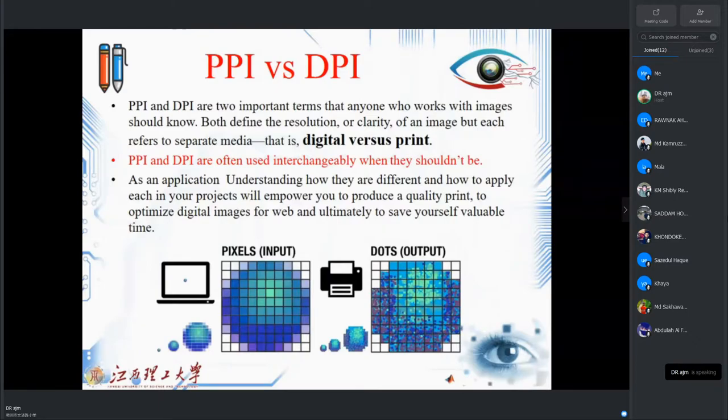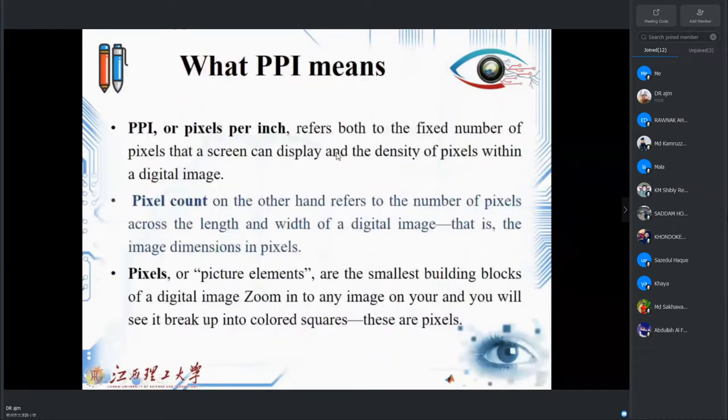that you have. Here I show the pixels and dots as the input and output, as you will see in the figure. Have this in your mind. We will talk about this concept more. PPI, the abbreviation of pixels per inch, refers both to the fixed number of pixels that a screen can display and the density of pixels within a digital image. Pixel count, on the other hand, refers to the number of pixels across the length and width of a digital image, that is the image dimension in pixels.